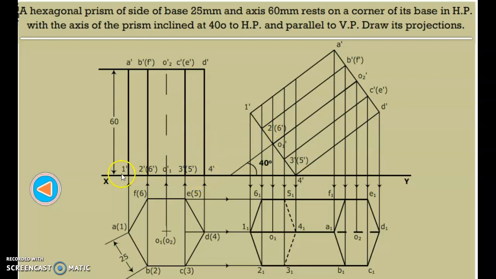Similarly for 4 dash to 1 dash. Measure from 4 dash to 1 dash, keep your compass at the same distance. From this 4 to this 1, draw an arc. So you will be getting around 5 arcs.